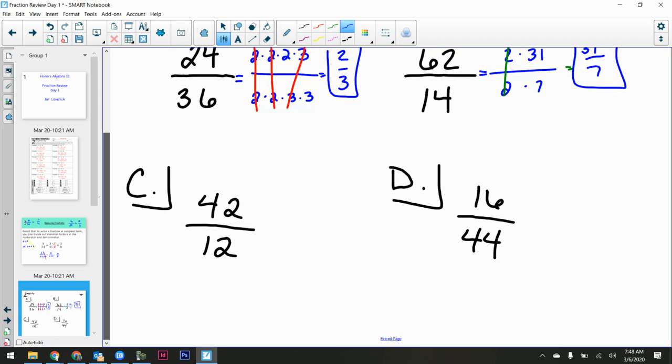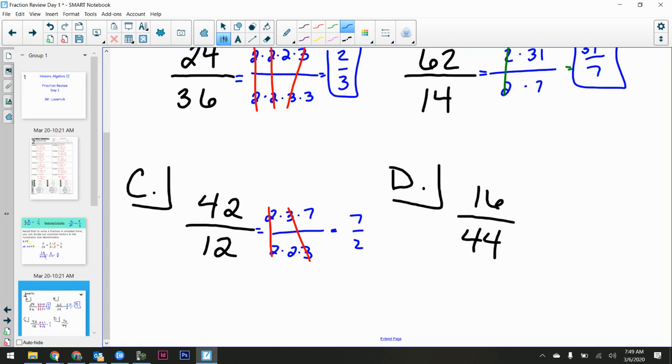Okay. And then we got 42/12. Okay, so that would be 2 times 21, and then 3 times 7, and that's all prime. And then 12 is 2 times 6, 2 times 3. Cancel out common factors. So we get 7/2.